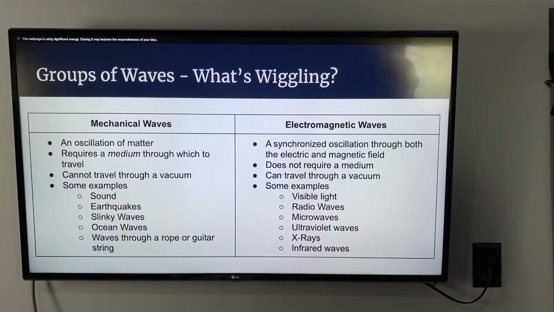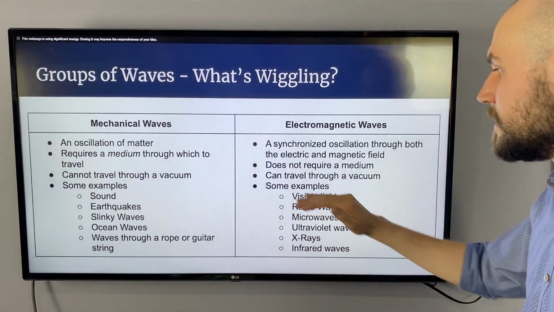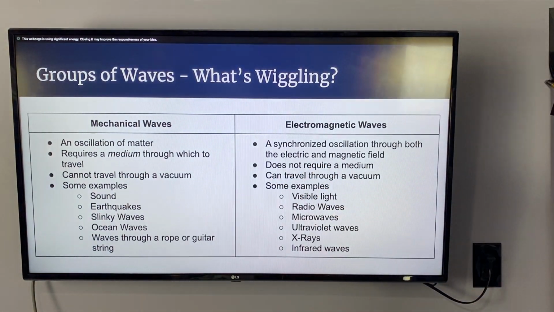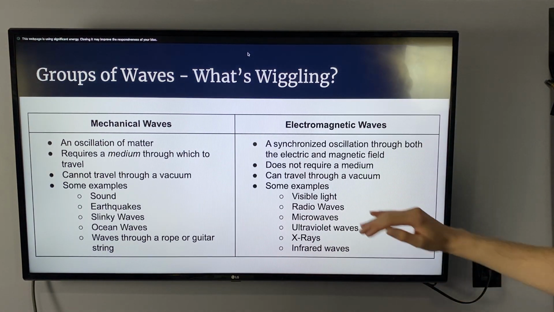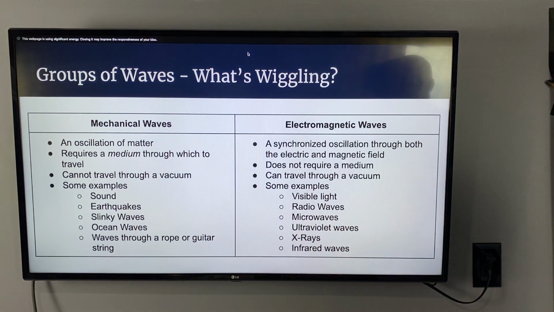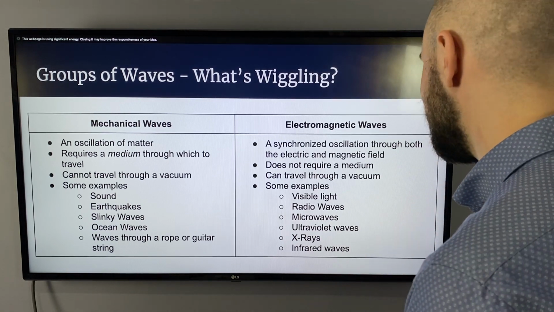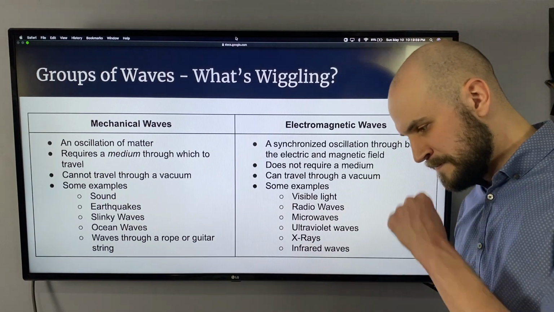And then we have electromagnetic waves. We have an oscillation through both the electric and magnetic field. Electromagnetic waves are light. They do not require a medium. They can travel through a vacuum. And as we've talked about, some examples of electromagnetic waves: visible light. Anything that we see is an electromagnetic wave. Radio waves, microwaves, ultraviolet waves, X-rays, and infrared waves are all types of electromagnetic waves.